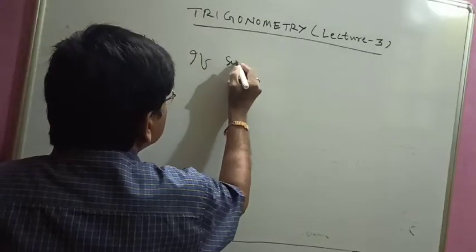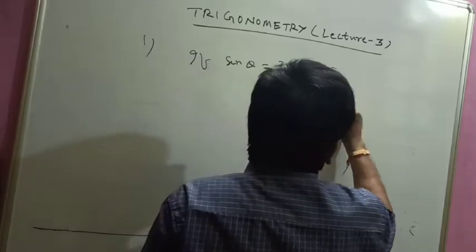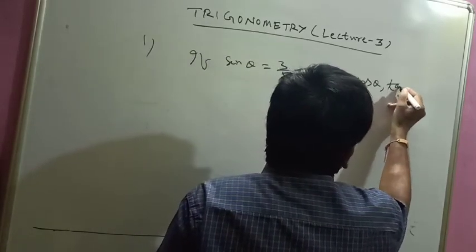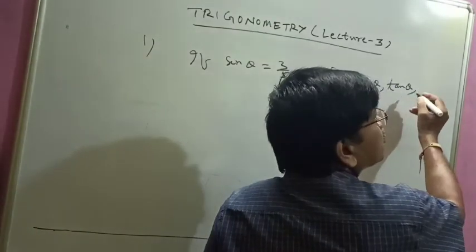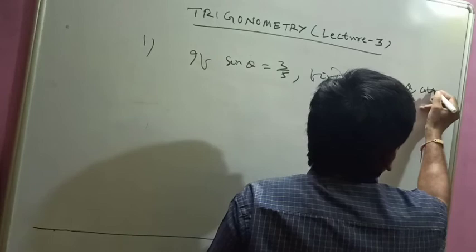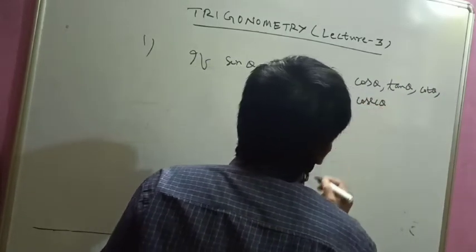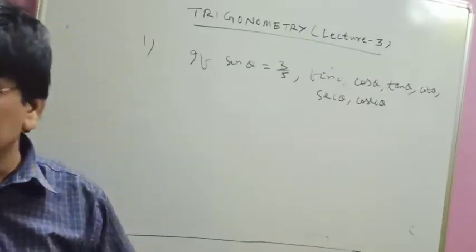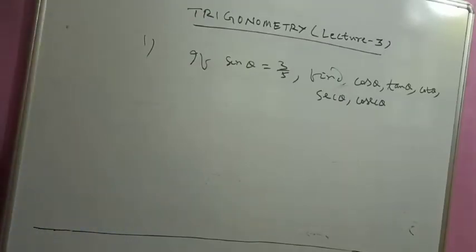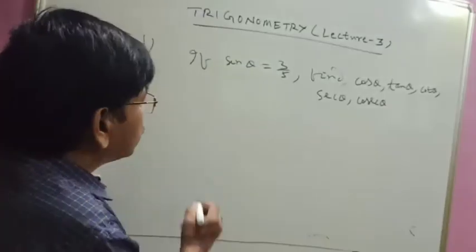If sin theta is equal to 3 by 5, find cos theta, tan theta, cot theta, sec theta, cosec theta. So suppose sin theta is given, you are asked to find out the other trigonometry ratios. So remember, if any one trigonometry ratio is given and you are asked to find the other trigonometry ratios, the best trick is to draw a right angle triangle.